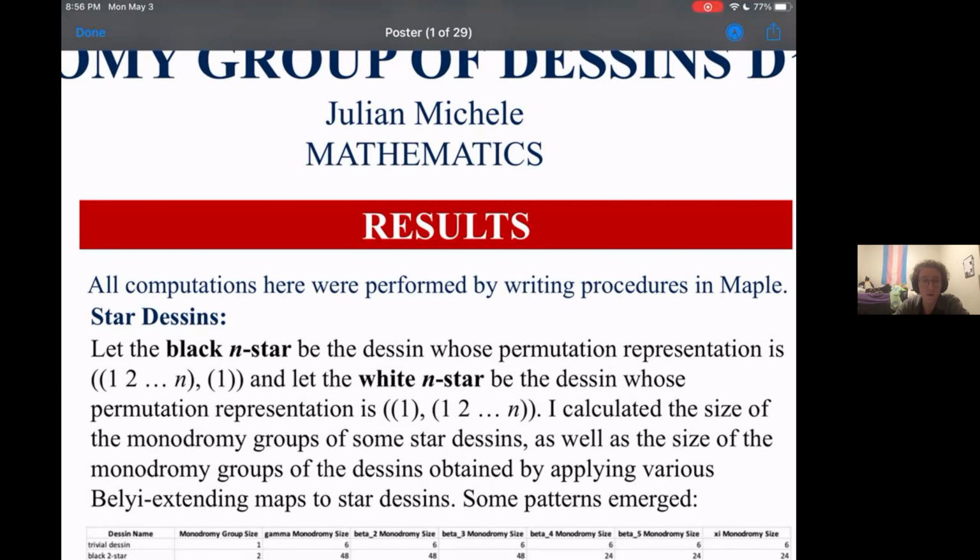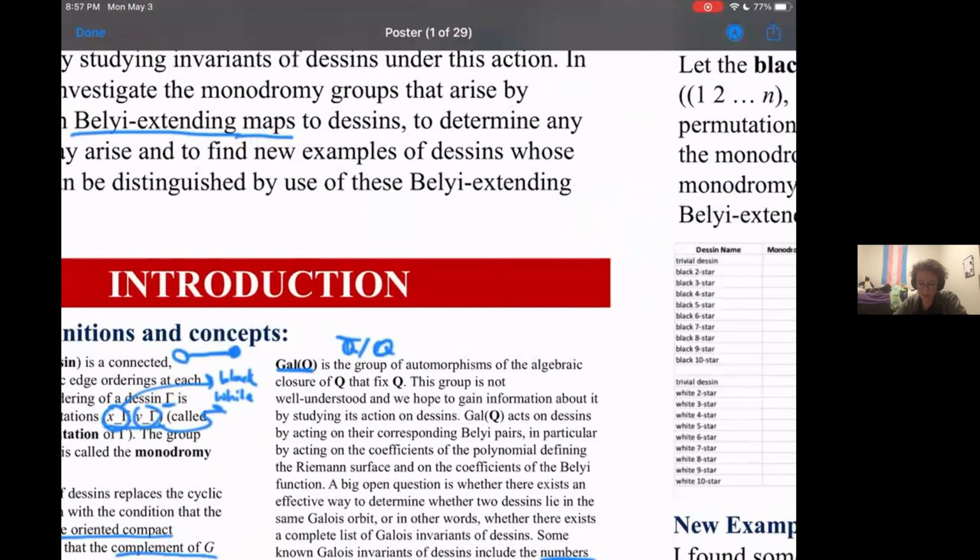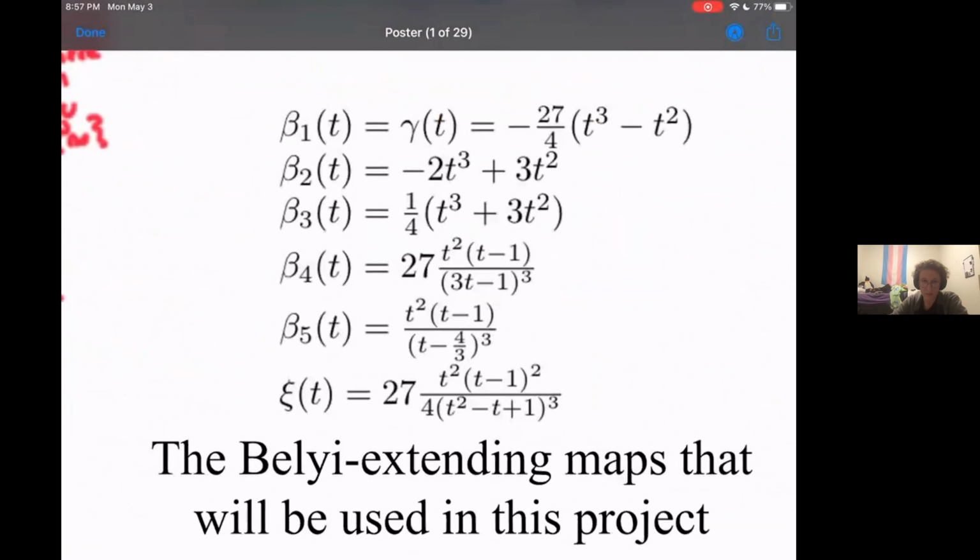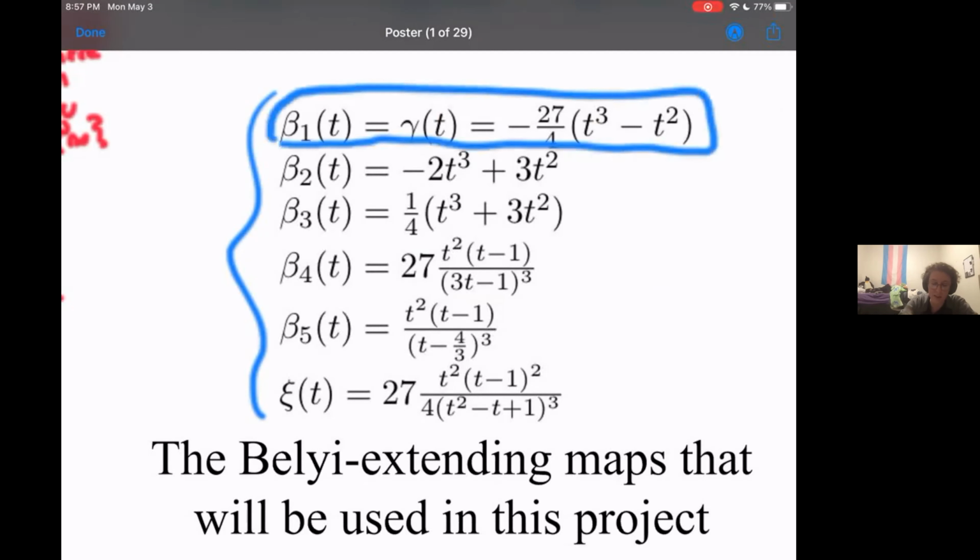First, I forgot to mention that these 6 maps I've listed down here are all Belyi-extending maps, and you don't really have to memorize the formulas for them. Essentially, what I did in this project is I took these Belyi-extending maps and applied them to the star Dessins throughout the rest of this presentation. So if you see me referencing beta 1 or gamma, that just means I applied this map to the Dessin, and so on. That's what you'll see in this spreadsheet here.